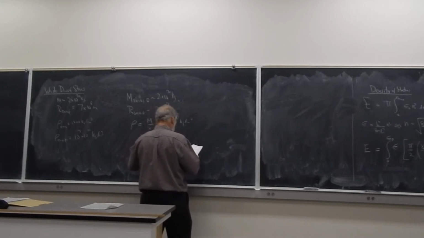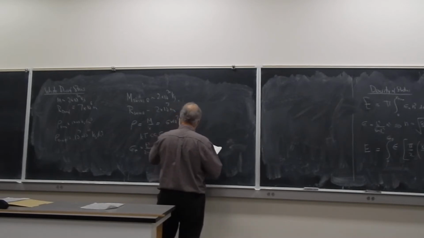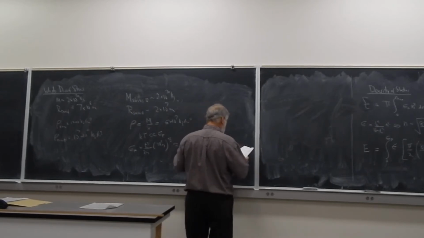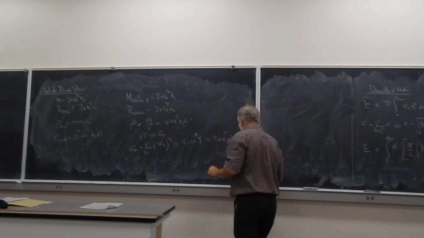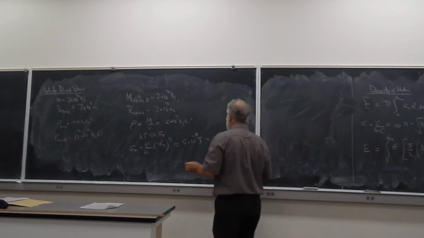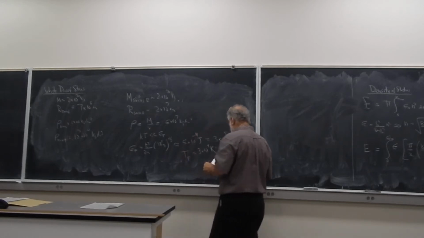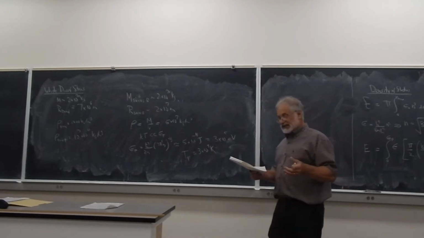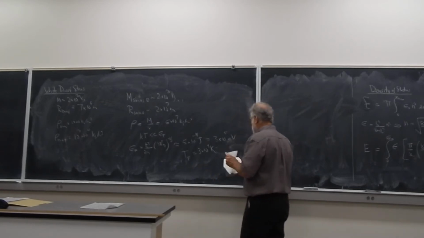That's just h bar squared over 2m times (3 pi squared n) to the 2/3, and that's going to be on the order of 5 times 10 to the minus 14 joules, or if you like, 3 times 10 to the 5th electron volts. That's about 10 to the 5th higher than a typical metal. The Fermi temperature then is going to be on the order of 3 times 10 to the 9 kelvins. The actual temperature inside the dwarf is about 10 to the 7th kelvins, so the thermal energy of the electron gas is much, much less than the Fermi energy.